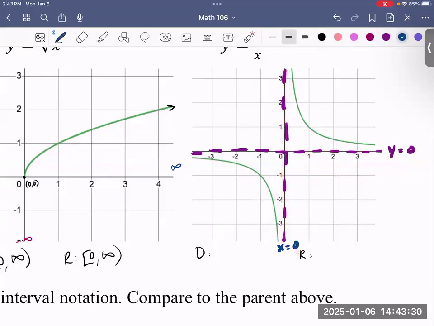So your x values, they start all the way at negative infinity, right? The green graph continues off the page.